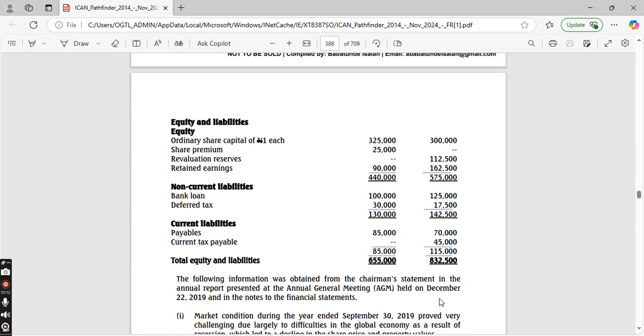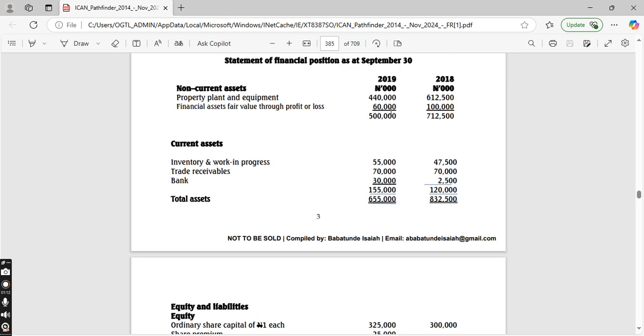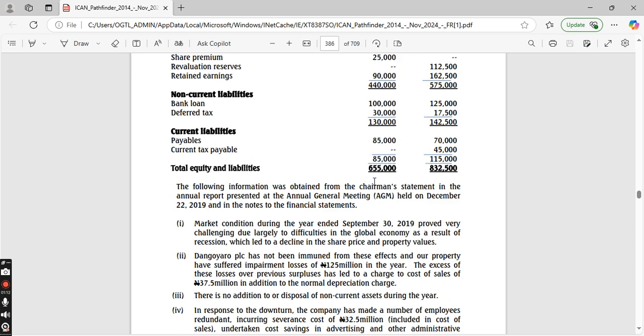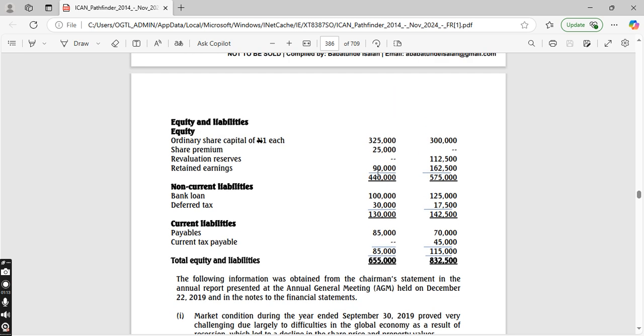Okay. Yes, the loss there has been considered. Our retained earning here was 162,500, right? Yes, sir. The loss is 52,500. Remove 52,500 from it to get 90,000. So that's how they got the retained earnings now. So you can see they've considered it.